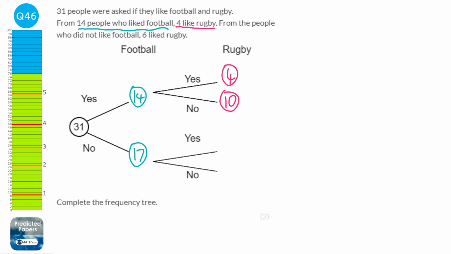But what about the bottom section? This part here, we've got 17 who didn't like football. Well, it says from the people who did not like football, 6 liked rugby. So we've got 6 there, and that must mean that we've got 11 who did not like rugby.